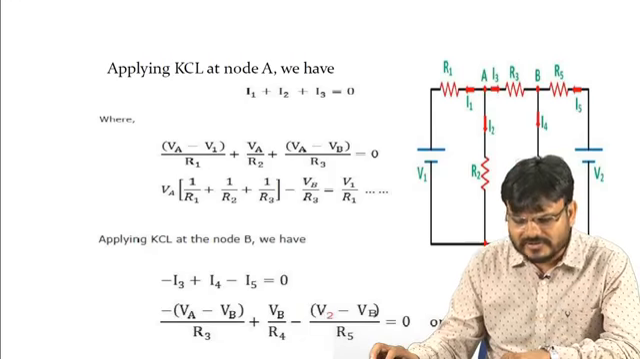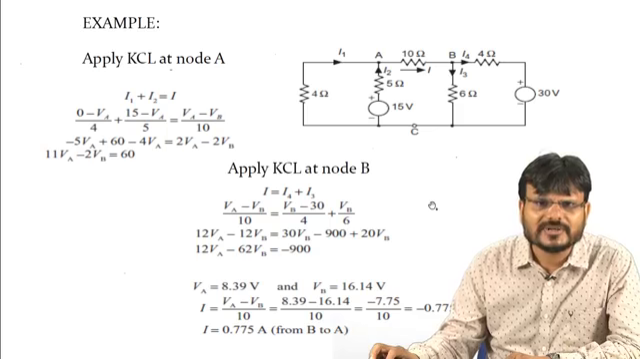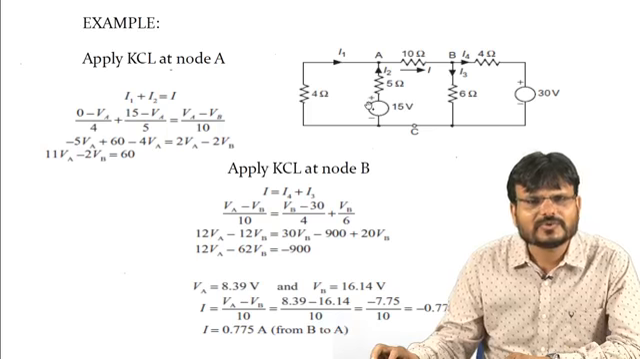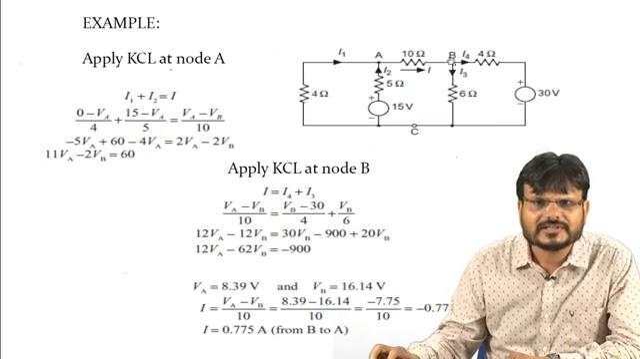Now it can again be understood by taking one example. Here you can see in the diagram there are 3 meshes: this mesh, another mesh is this one, and the third mesh is this one. Here you just have to apply node analysis. Again there are 2 nodes, one is A, this is B, and this is a common node where a number of branches are connected. So you just apply KCL at node A.